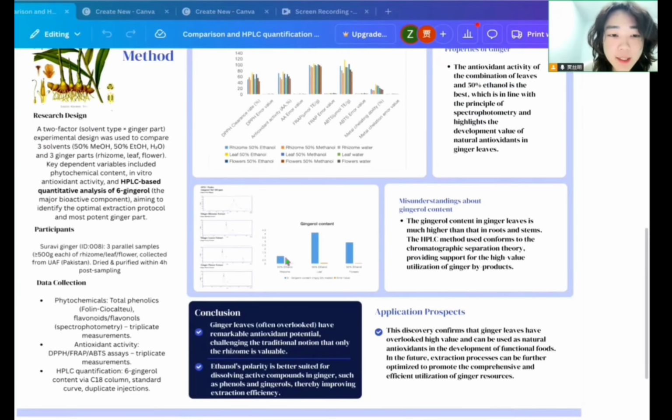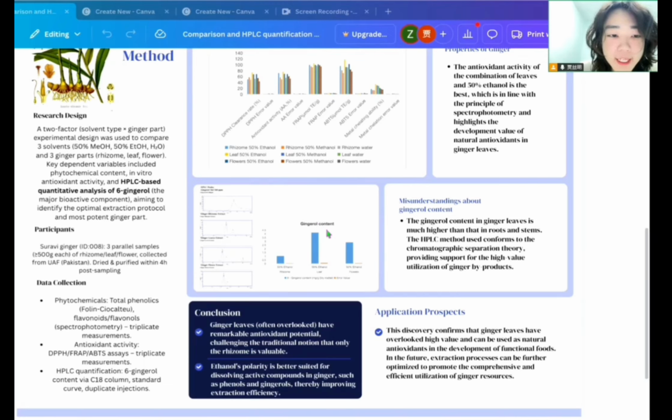It challenges the common misconception that rhizomes are richest in gingerol. Actually, leaves contain far higher levels. Our HPLC method, tailored to ginger's properties, follows chromatography separation theories, ensuring reliability. And this is partially driven by the high expression of key enzymes in gingerol biosynthesis.